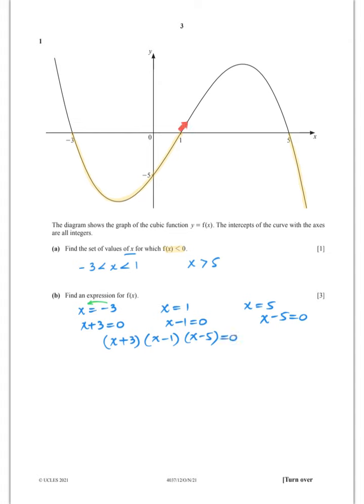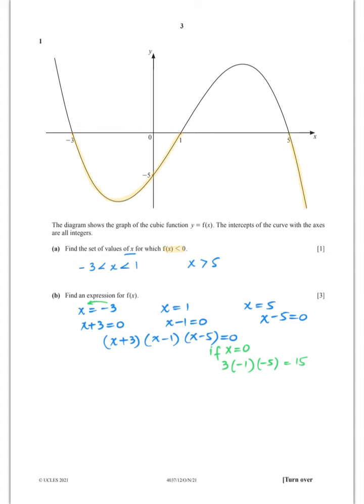Alright, we need to write down the equation of this curve. If we observe the y-intercept, you need to get -5. Alright, if you multiply these three factors by placing x equals 0, what number are you going to get? It will be 3 times -1 times -5, that is equal to 15. And actually the y-intercept is -5.